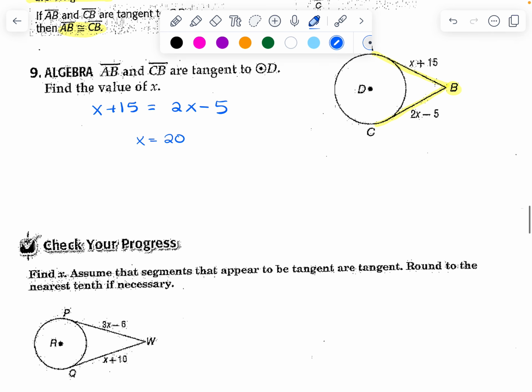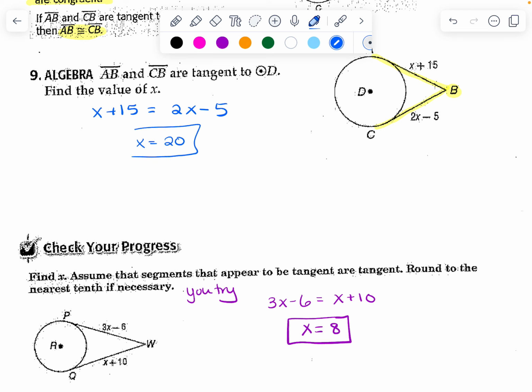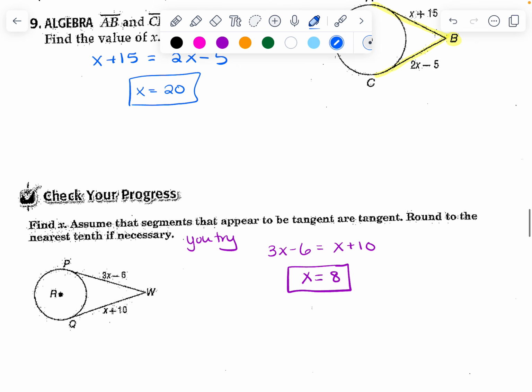So why don't you guys try that next one on your own? Those 2 tangents are going to be equal, so the equation you're going to have is 3x minus 6 equals x plus 10. Go ahead and solve that for me. And you should get x equals 8. Subtract 1x, add 6, then divide by 2.